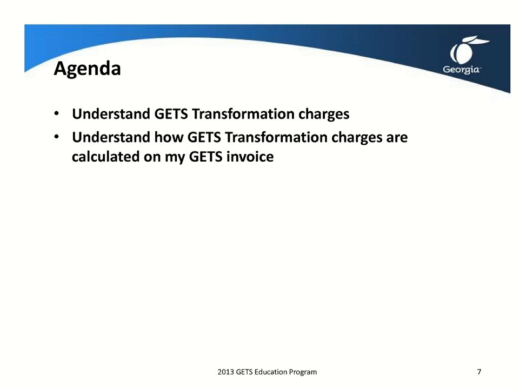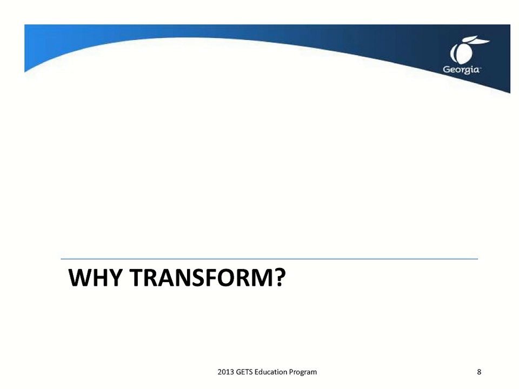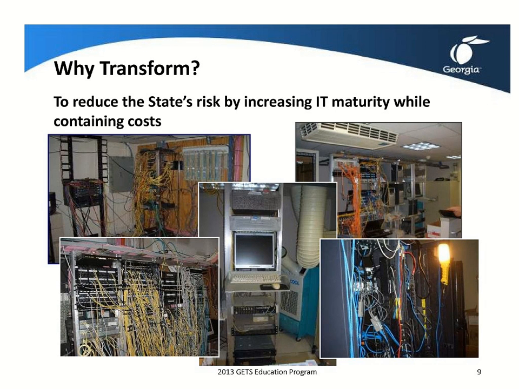So the agenda for the transformation portion is to understand GETS transformation charges and to understand how GETS transformation charges are calculated on your GETS invoice. But first, let's take a step back. Why transform in the first place? Why did the state pursue outsourcing? It was in order to reduce the state's risk by increasing IT maturity while containing cost.